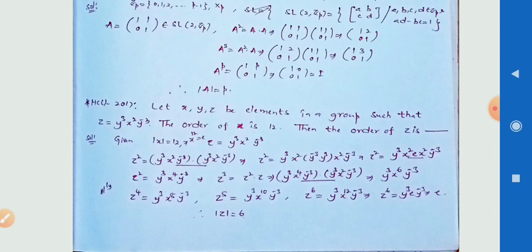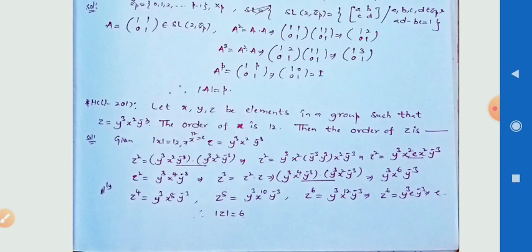Similarly, I am taking z power 4, which is z cube into z, and multiplying we get y cube x power 8 into y power minus 3. Once again, z power 5 is equal to z power 4 into z, which becomes y cube x power 10 y power minus 3. Once again I am taking z power 6. Z power 6 is equal to z power 5 into z, which becomes y cube x power 12 into y power minus 3.